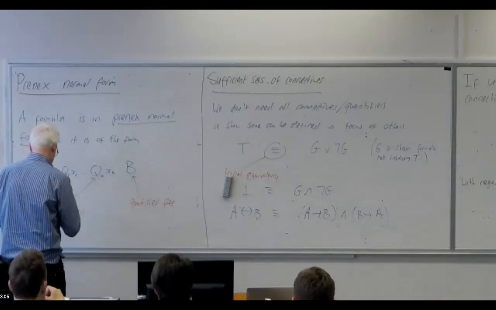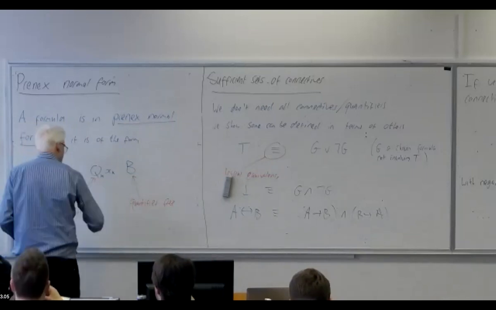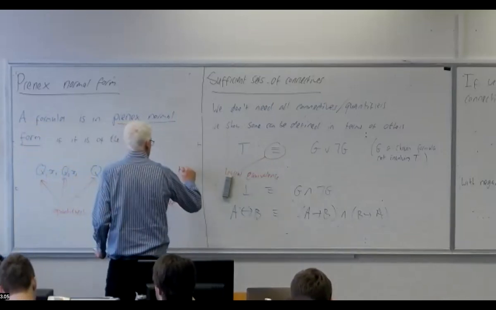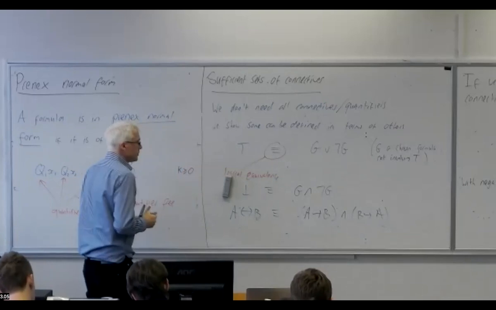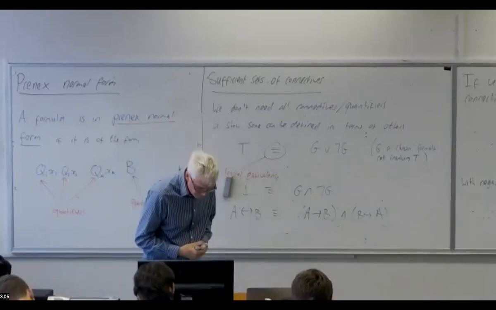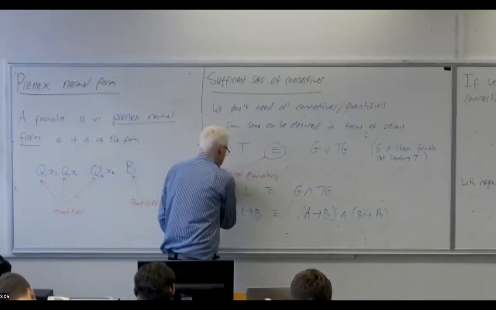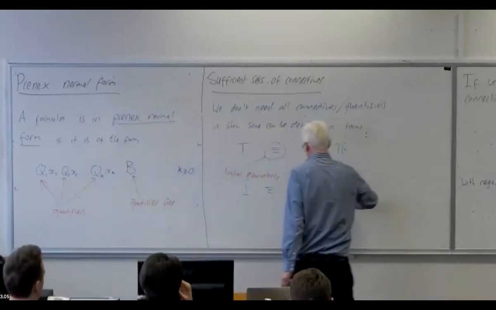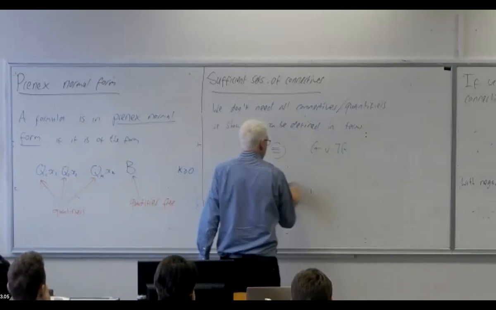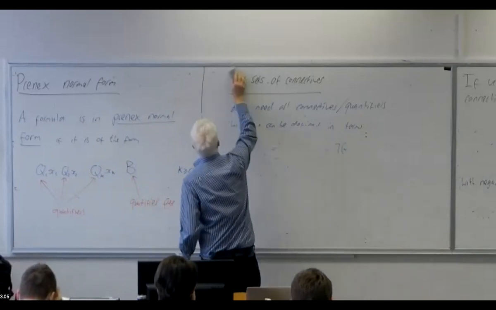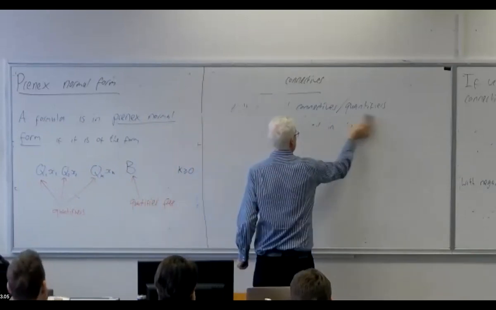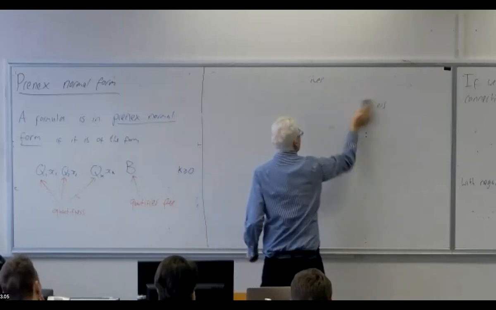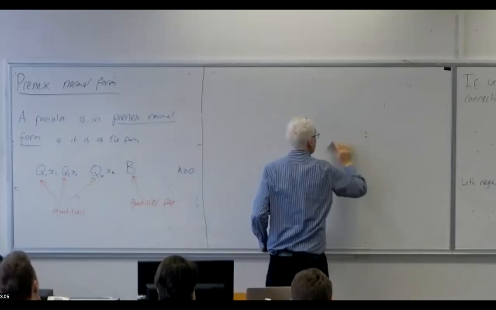Anyway, so let's just clarify here, k is greater than or equal to 0. Prenex normal form is useful for a number of purposes. We will see applications a bit later on. What's important today is the result.